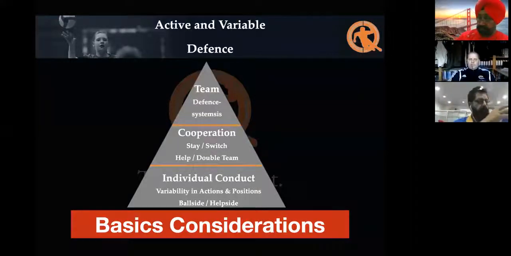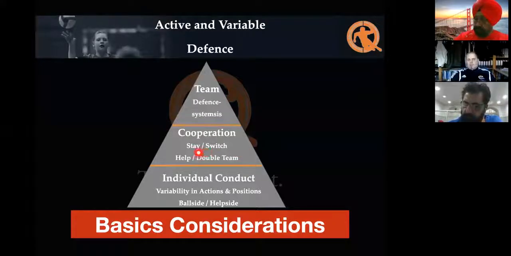So if you have good individual players in your team, they have a good variability in actions and positions in defense, they can defend in different ways on the ball side and on the help side, the better for your team. Because on this basis, the players can use the different types of cooperation, we already introduced them in a presentation, can work them out very nicely.